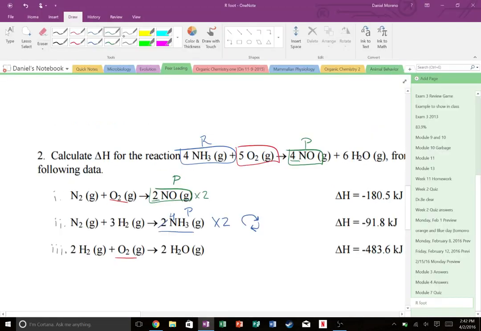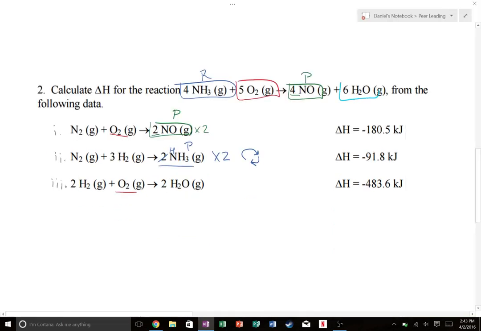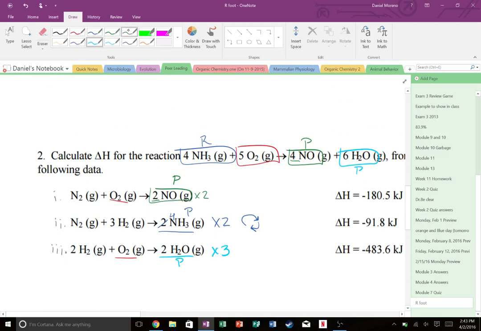So let's leave that one alone, and let me get a different color. We're going to continue with our water right here. We have 6 waters, 6 H2Os, in gaseous form. We look at our reactions, and we find 2 waters over here, and 2 is not the same as 6, so as you can probably guess by now, we're going to multiply this reaction by 3 in order to get the same amount of H2O. And they're both products, so we don't want to flip around the equations either. So let's start doing that. Let's rewrite our reactions.